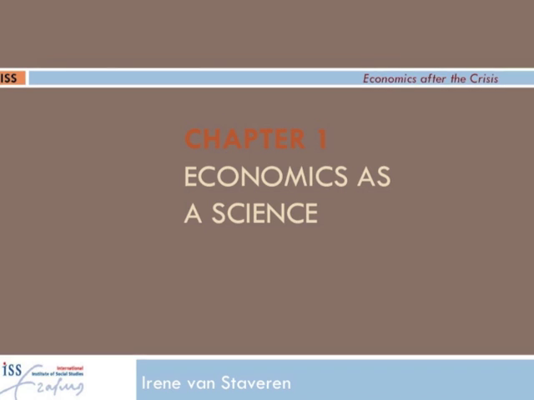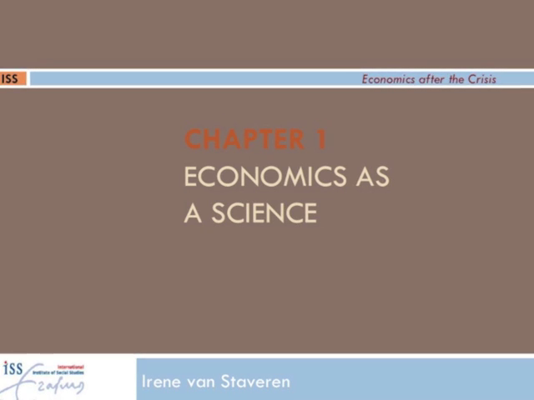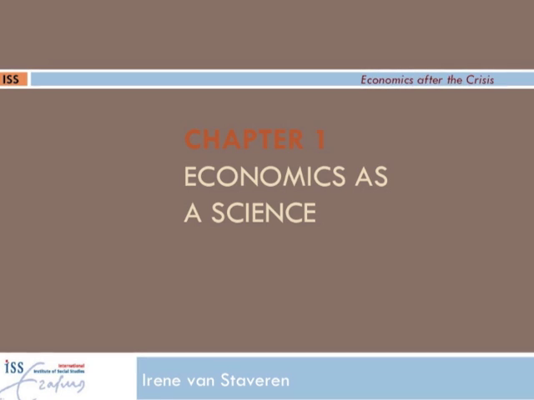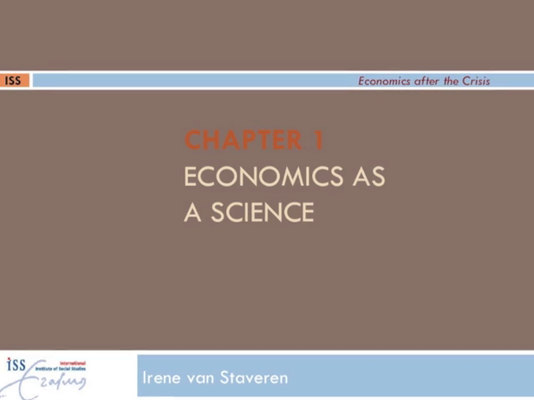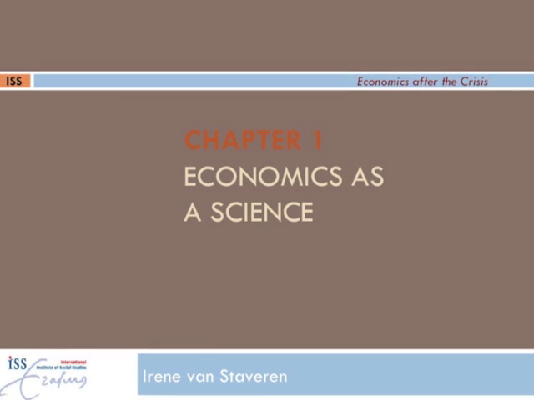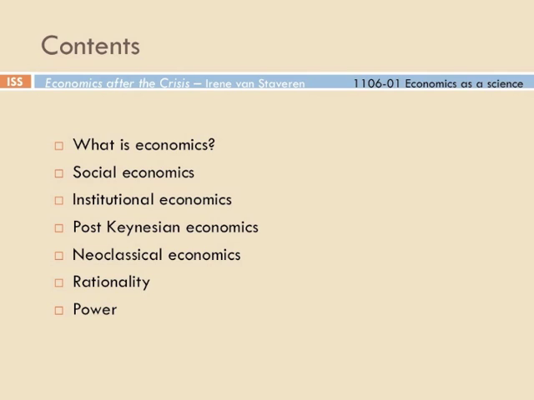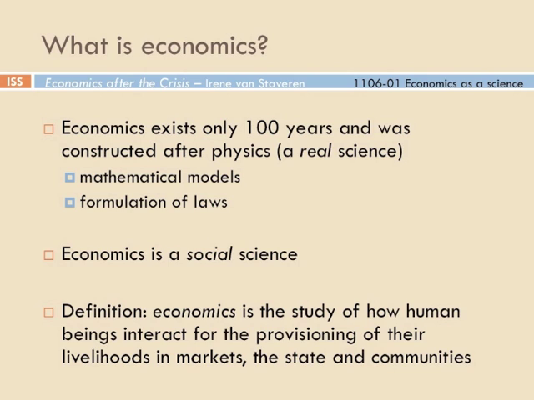This slideshow covers Chapter 1 of the book Economics After the Crisis, and Chapter 1 is about economics as a science. Chapter 1 consists of 7 sections. We begin with a definition of economics.